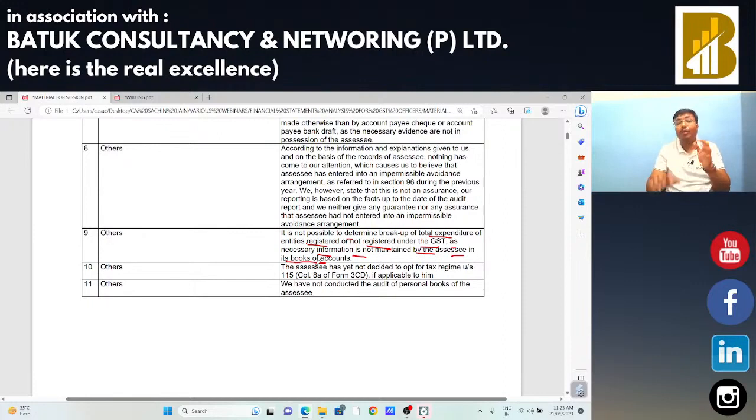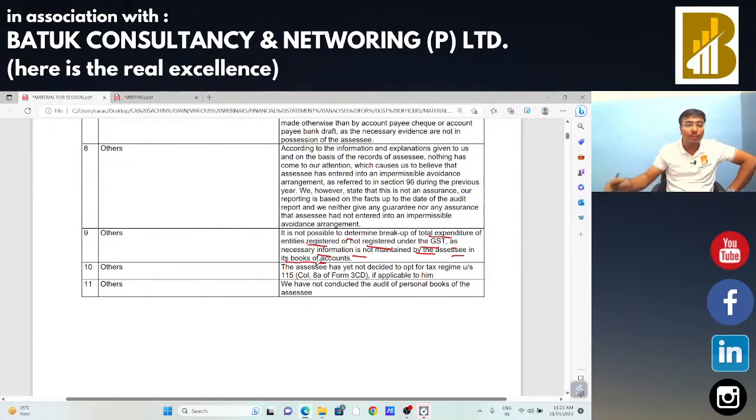That means when you are going to analyze the financial statement, when you are doing the analysis of the expenditure side, in that case the auditor, the income tax auditor, has said that for the expenditure from registered persons and unregistered persons, we are not able to distribute and divide the same between registered entities and unregistered entities. So at the time when you are doing the GST audit, we need to demand the same.